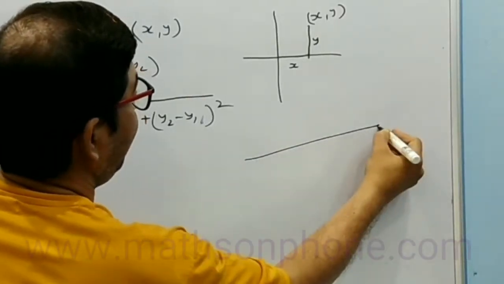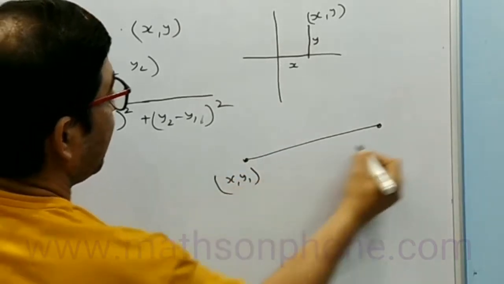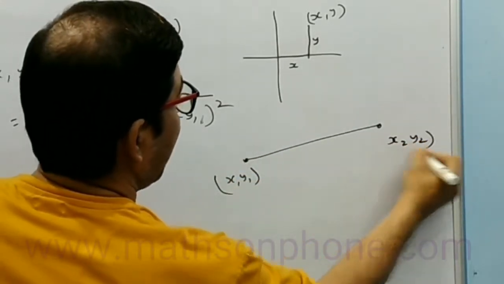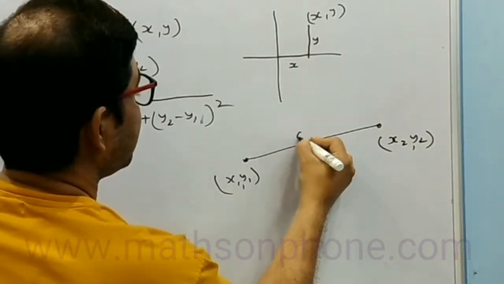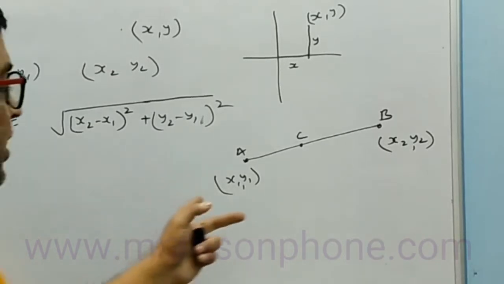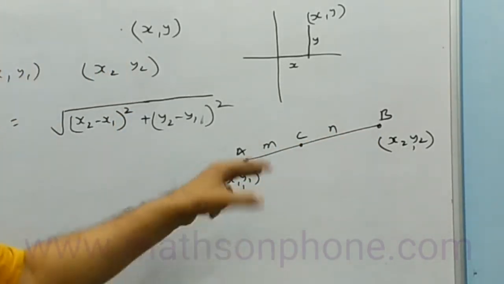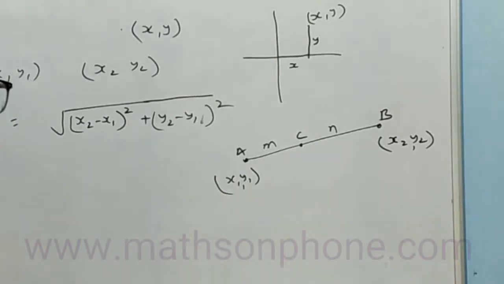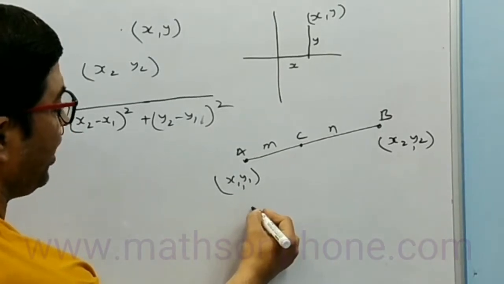Now section formula. 3 points are there, x1, y1, x2, y2, and we have to find a point C which is dividing the join of points A and B in ratio m:n. Then we can find the coordinate of C by section formula that we have already studied, but for the sake of revision we are doing it here.